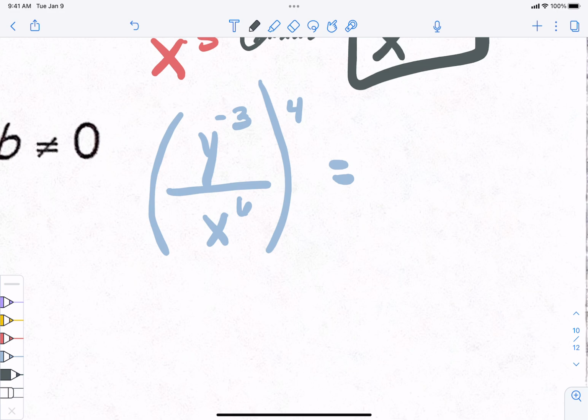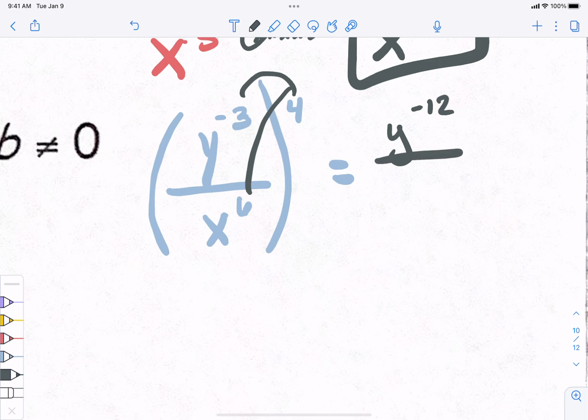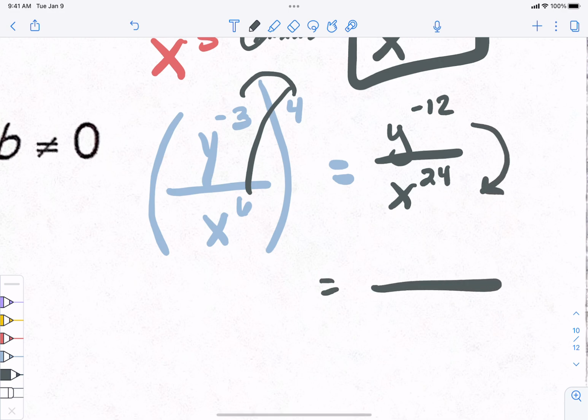So we distribute the 4 through. So this is y to the negative 12th power over x to the 24th. But we can't leave our answer like that because it has a negative exponent. Bring the y down. So what do we have? 1 over x to the 24th, y to the 12th. You have to have the 1 on the top, right? X to the 24th and y to the 12th on the bottom.